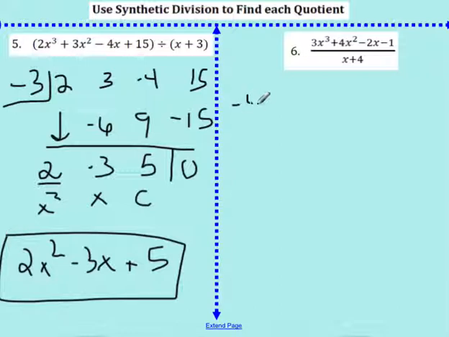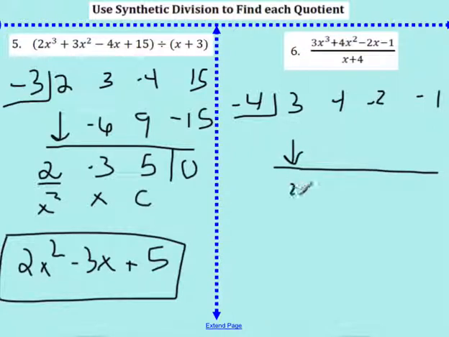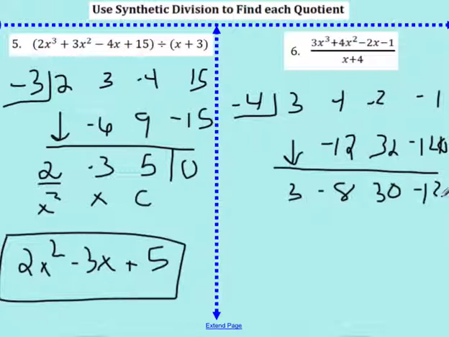Again, I'm going to put the opposite in the corner, and then my coefficients, 3, 4, negative 2, negative 1. So I'm going to go ahead and drop the 3 down. 3 times negative 4 is going to give me negative 12. Now I'm adding down the columns. 4 plus a negative 12 is going to give me a negative 8. Negative 8 times a negative 4 is going to give me a positive 32 when you multiply two negatives. Negative 2 plus 32 is going to give you a positive 30. 30 times a negative 4 is going to give you negative 120, and you add those together and you get negative 121.